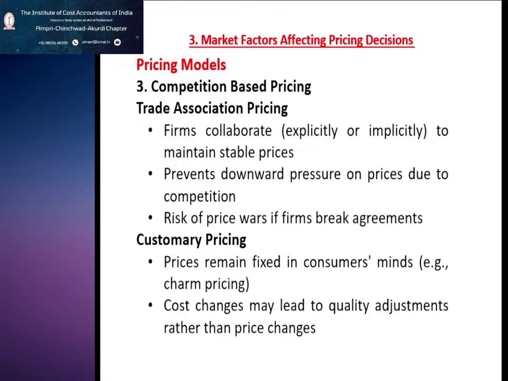The fourth category in competitor based pricing is customary pricing. Prices remain fixed in the consumer's mind. An example is charm pricing, and in this kind of method the cost changes may lead to quality adjustments rather than price changes.